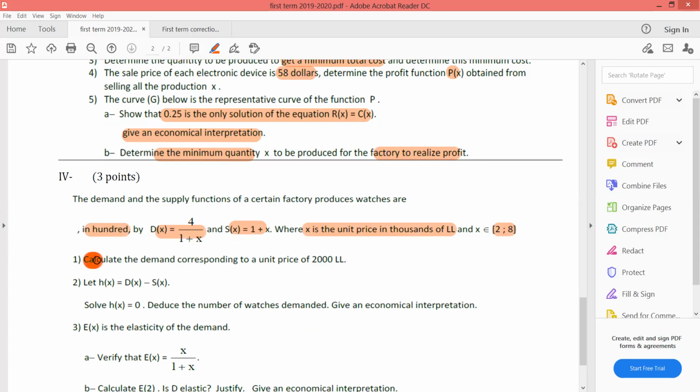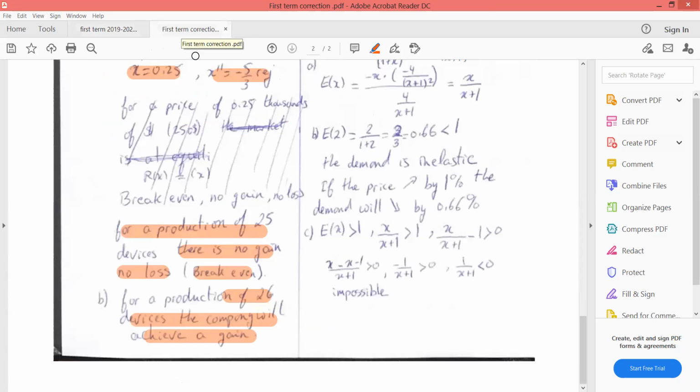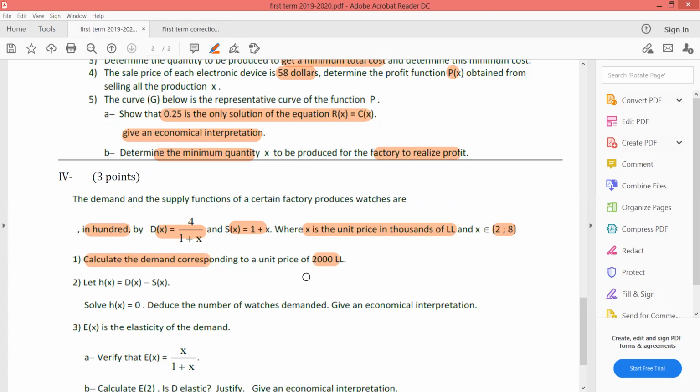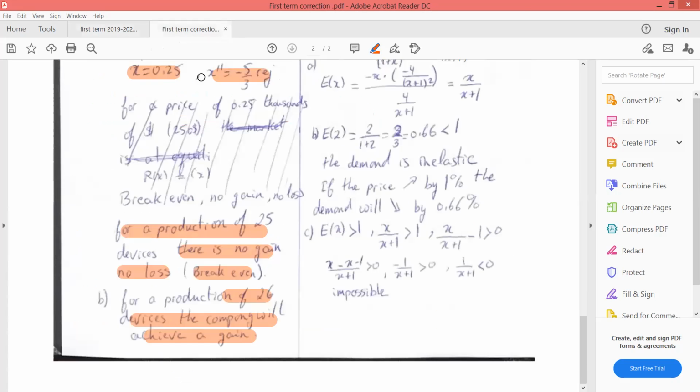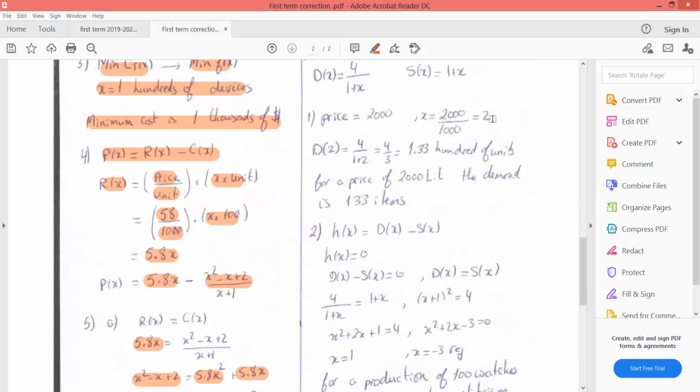Part 1, calculate the demand for a price of 2000. What do we do here? 2000 over 1000, because the price is in thousands of Lebanese lira, so we divide by 1000.